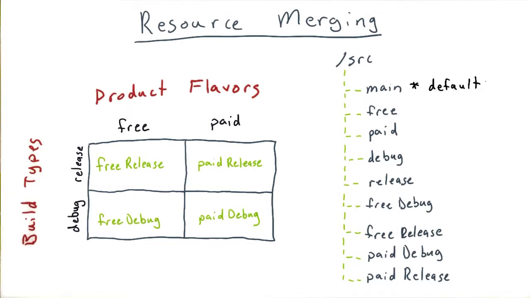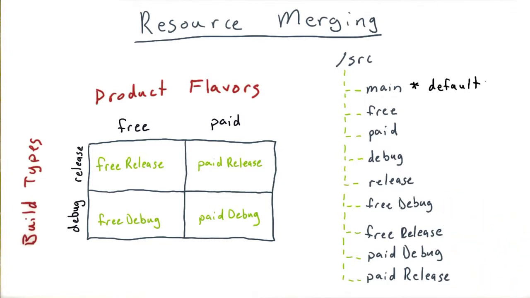Additionally, there's a source set for each product flavor. Assuming our example from before, let's say we have a free and a paid product flavor. There's also a source set for each build type, in this case debug and release. Finally, there's also a source set for each final variant. So that's source free debug, free release, paid debug, and paid release.